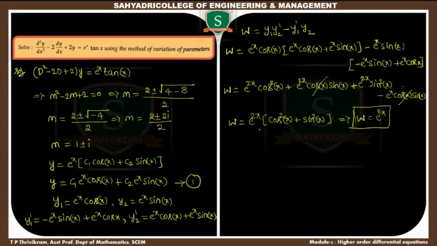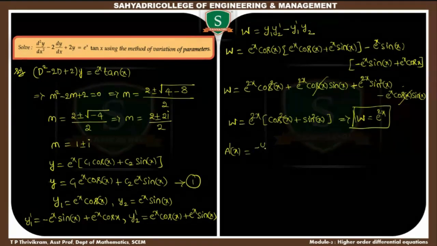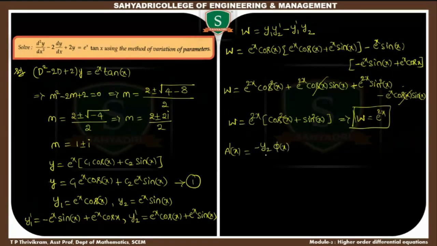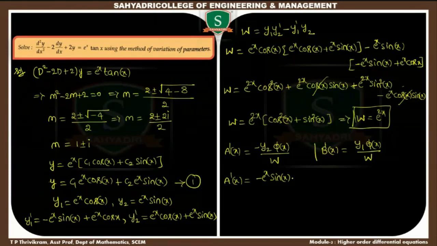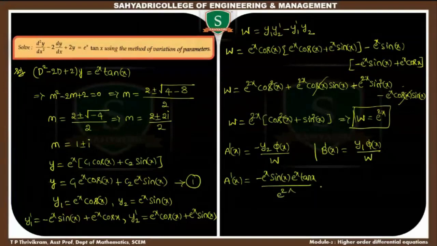Fine. So therefore A dash of x is equal to minus y2 phi of x divided by the Wronskian. Similarly, B dash of x is equal to y1 phi of x divided by the Wronskian. A dash of x is equal to minus y2, where y2 is e power x sin x, into phi of x, e power x tan x, divided by e power 2x. Wronskian is this much.